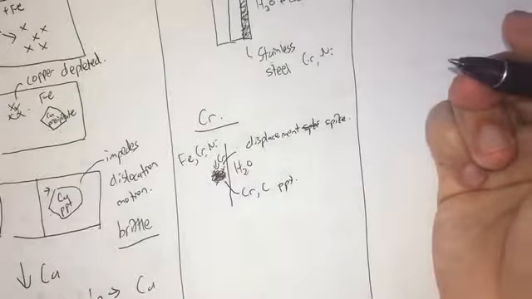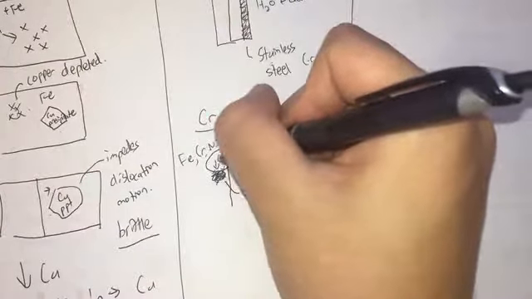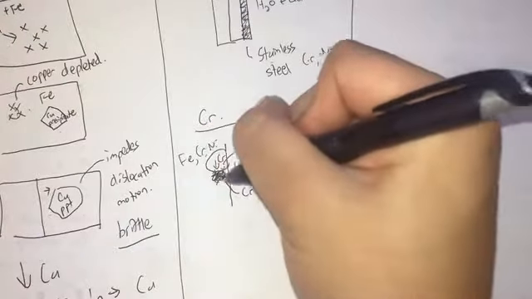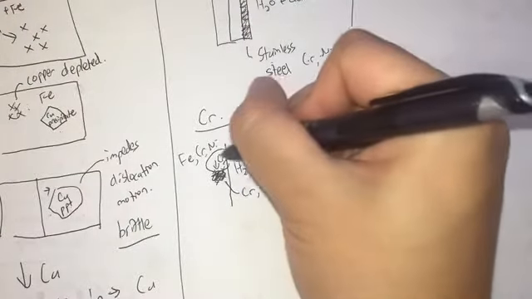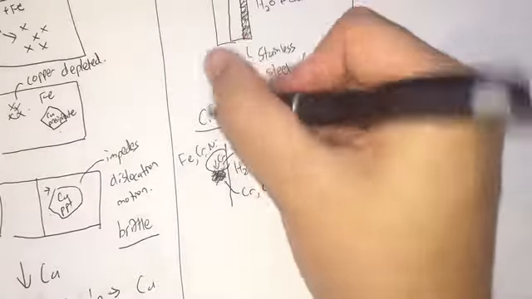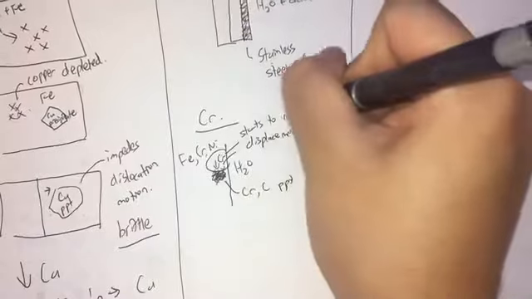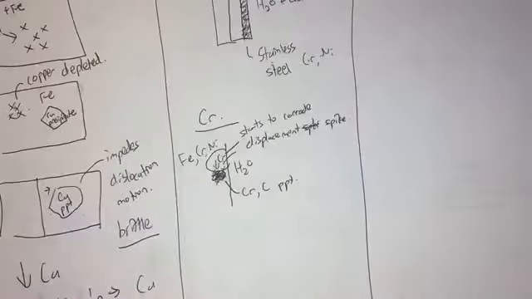And then what happens? Since chromium has moved out of this region into here, this place will be less enriched in chromium. When it's less enriched in chromium, it becomes less corrosion resistant, and this part actually starts to corrode. So if this stainless steel touches water, this will start to rust.